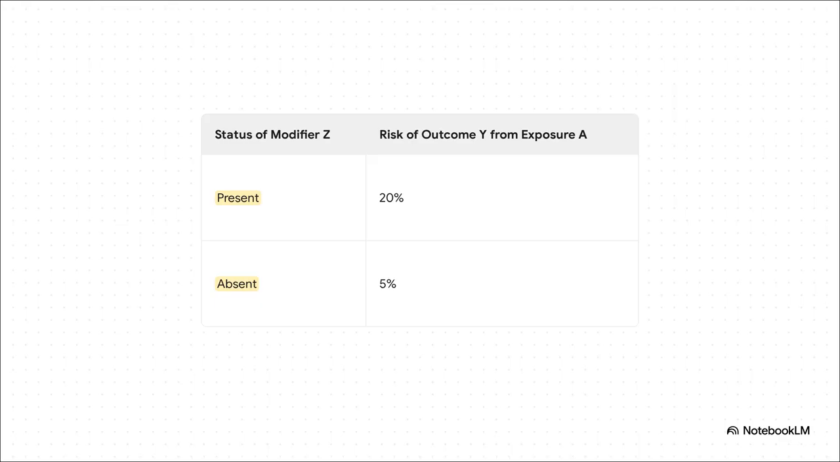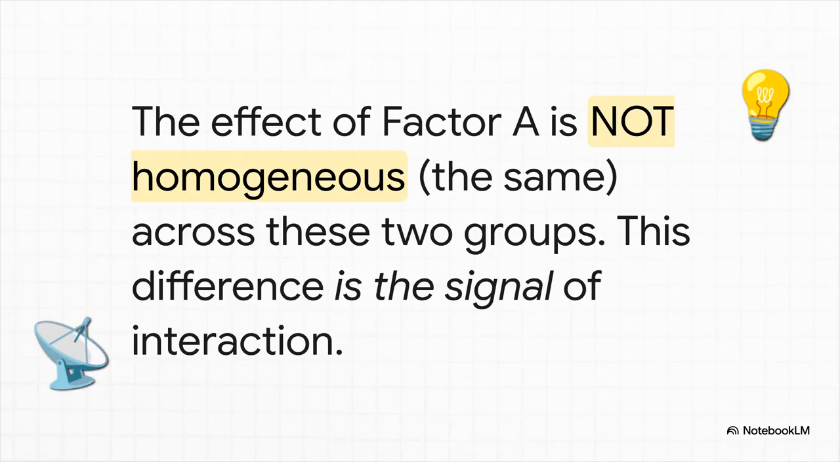Now get this. In the group where modifier Z is present, the risk from A is 20%. But look what happens when Z is absent. That same risk plummets all the way down to just 5%. You see, the effect of A is not the same. It's not homogeneous across these 2 groups. That massive difference, that 20% versus 5%, that is the signal. It's the statistical fingerprint that tells a researcher, hey, there's probably an interaction happening here.